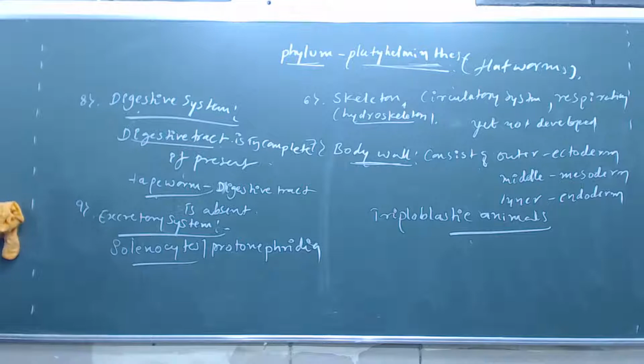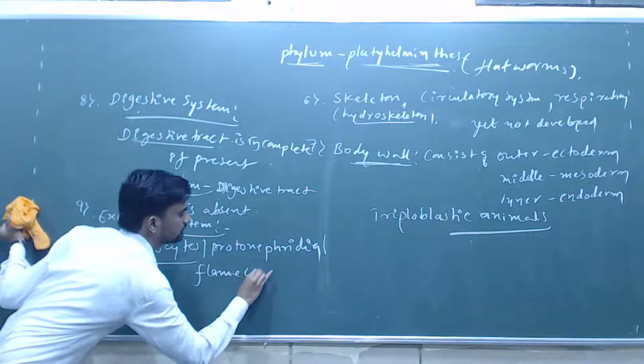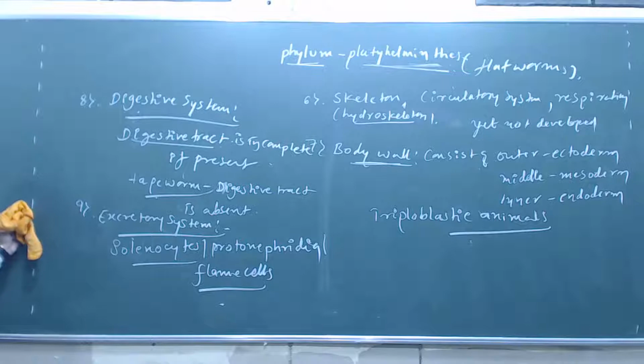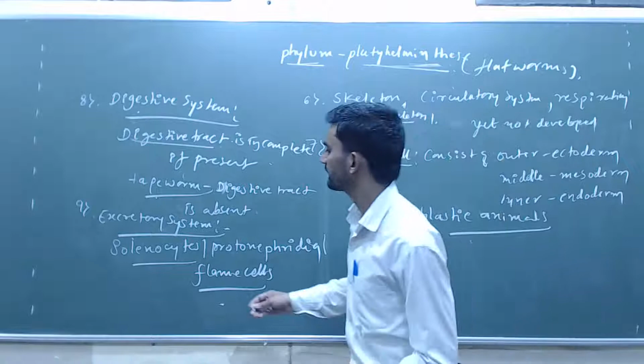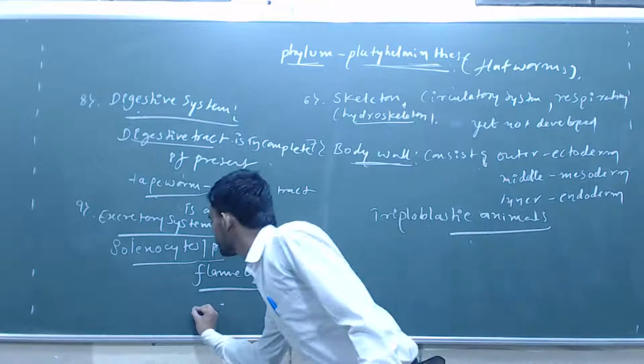Or we'll also call it flame cells. Do you know flame? It has a shape like that, and based on that they are also called flame cells. So all these are the same names. And what is the main important role of the presence of these special structures? They undergo excretion and osmoregulation.